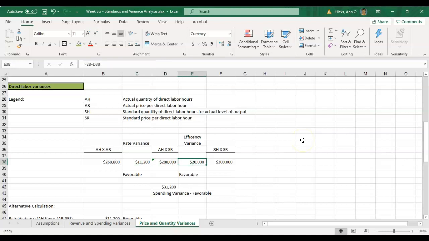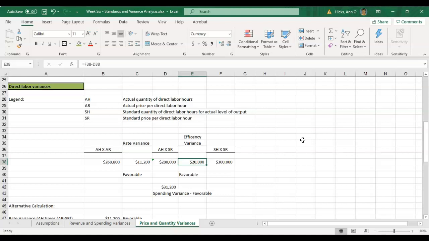Then we'll come over to the right and take a difference between the center column and our flexible budget number. This is what's called the direct labor efficiency variance. It's quantity, but think about labor. The quantity is time spent. So this variance is a measure of how efficient our direct laborers were.